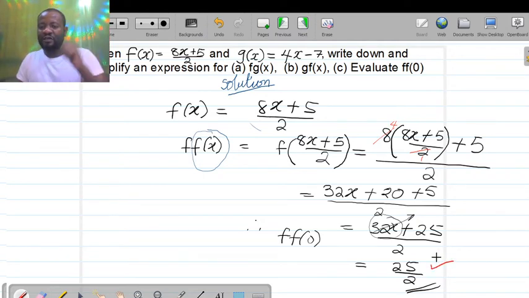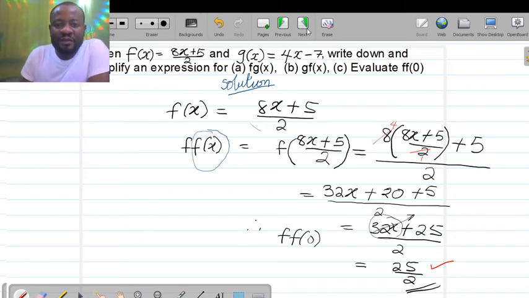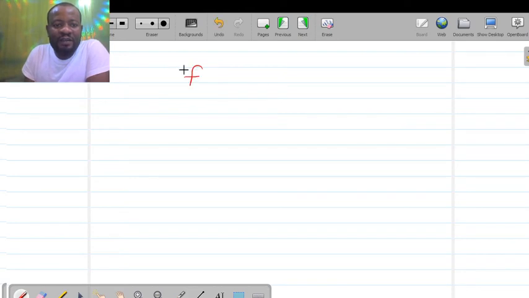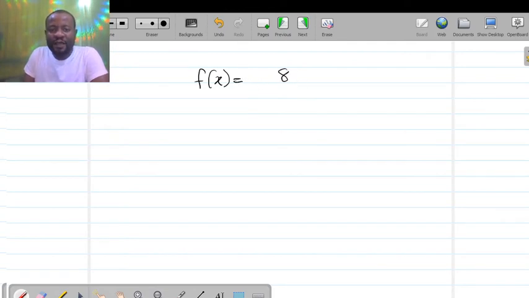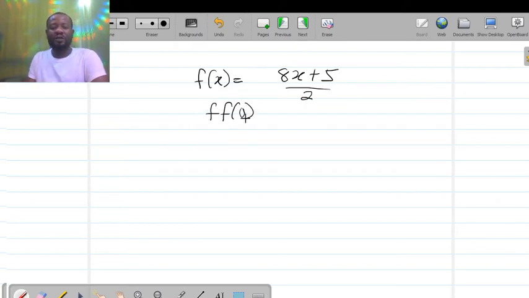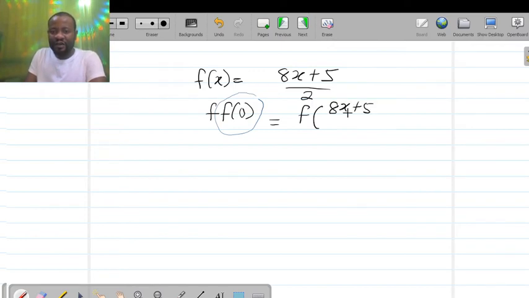But it seems that this is a long process. We have a shorter process to do it. If I have f of x equal to 8x plus 5 over 2, and we are told to find f of f of 0, what I'm going to do here is simple and short. Substitute first. Here is my f. I will substitute it inside here, because this is my x. So I will have f of 8x plus 5 all over 2.